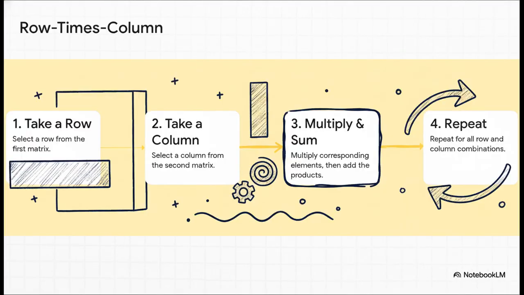So here's the move. It's kind of like a little dance. You multiply rows from the first matrix by columns from the second. To get just the very first number of your new matrix, you take row 1 from the first matrix and column 1 from the second. You multiply their first numbers together, then their second numbers, and so on. Then you add all those little products up, and that gives you one single entry. It's a process, but you just repeat it for every spot in the new matrix.